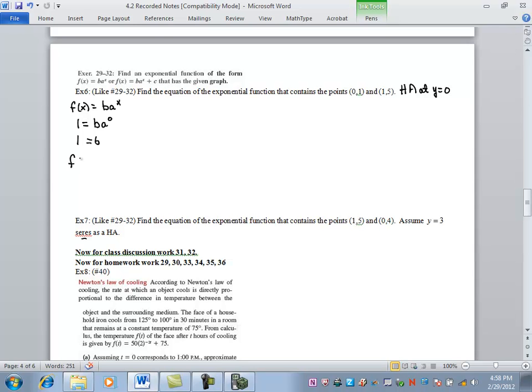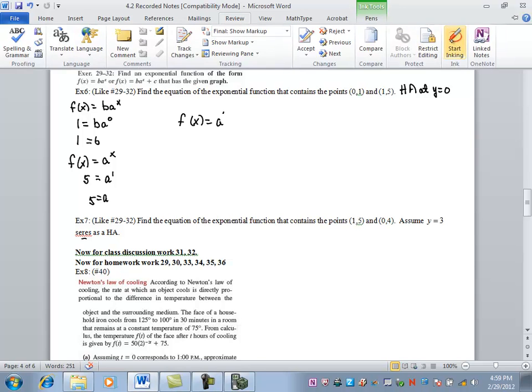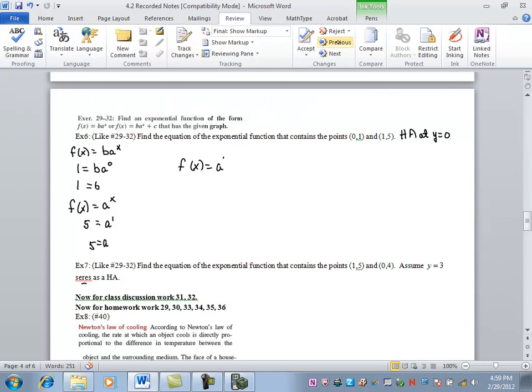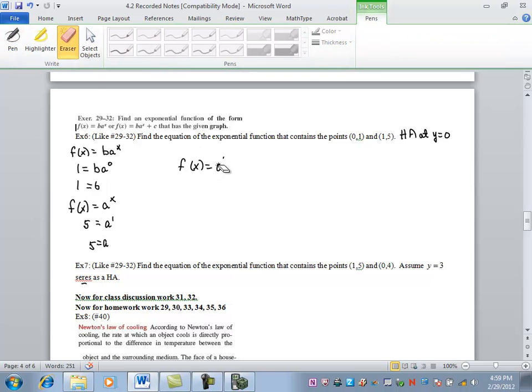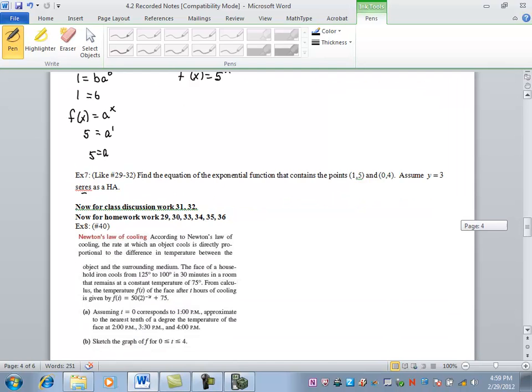And once we know that we've got f of x equal 1 a to the x, well, x is going to be 1 when y is 5, and so we can see that a equals 5. So what we have here is f of x equal, and a we just said is 5. I apologize for the delay there. 5 to the x power, and there's my function.